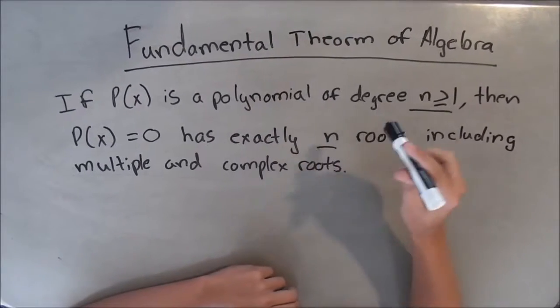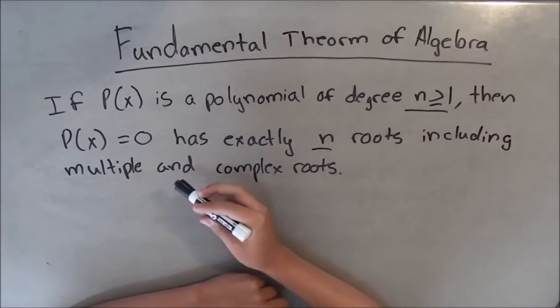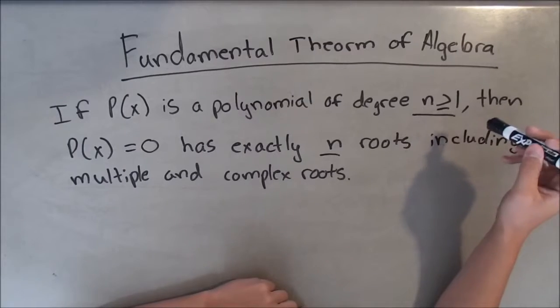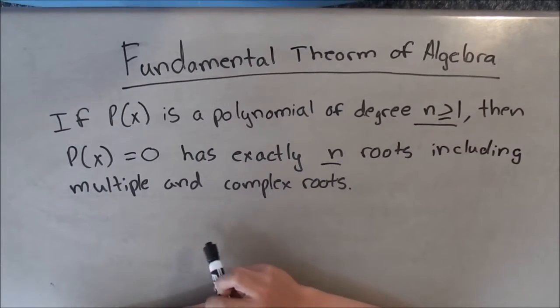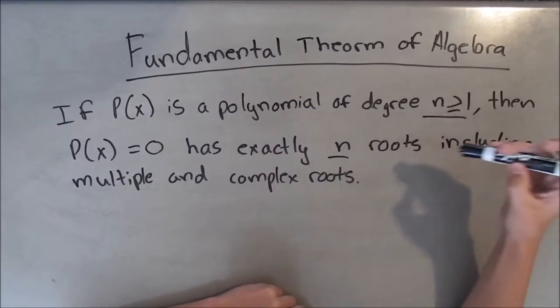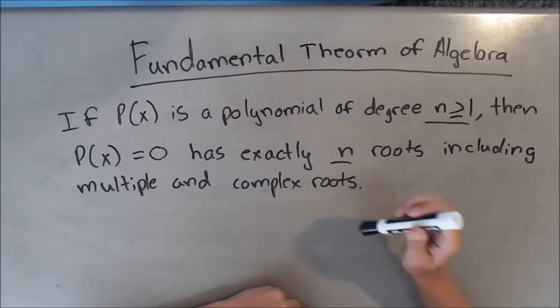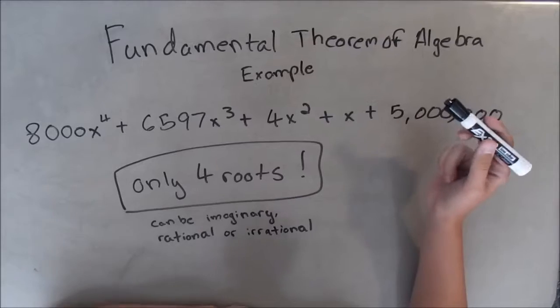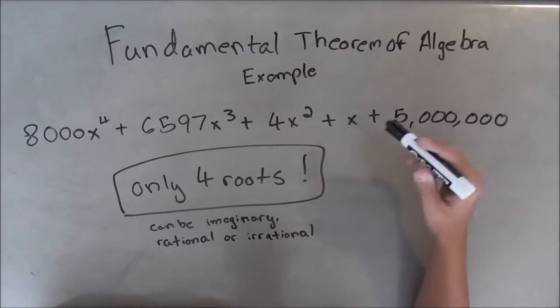This is the fundamental theorem of algebra. Basically, if p of x is a polynomial of degree n greater than or equal to 1, then p of x equals 0 has exactly n roots, including multiple and complex roots. So this is an example of how you would use the fundamental theorem of algebra.